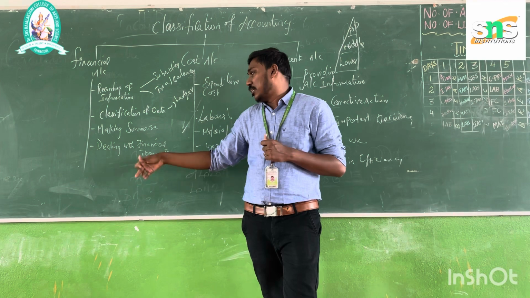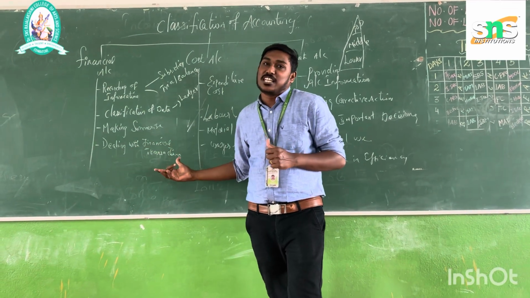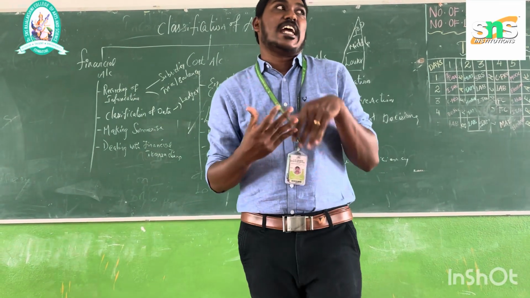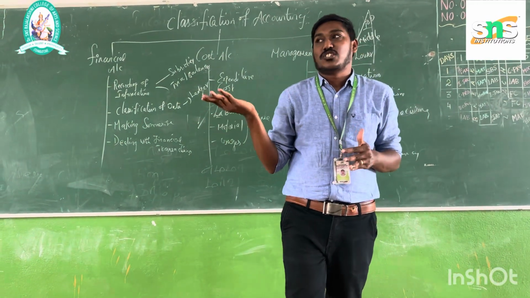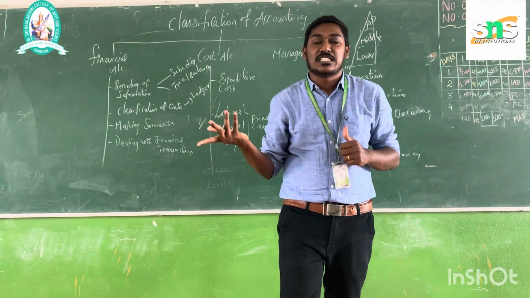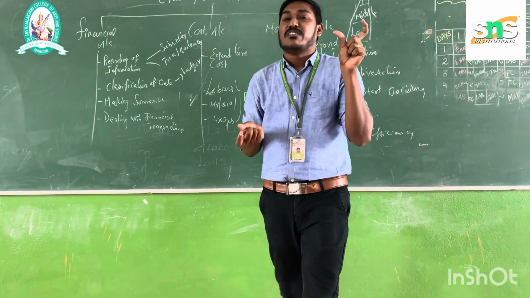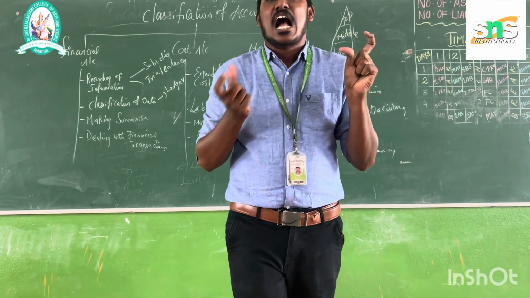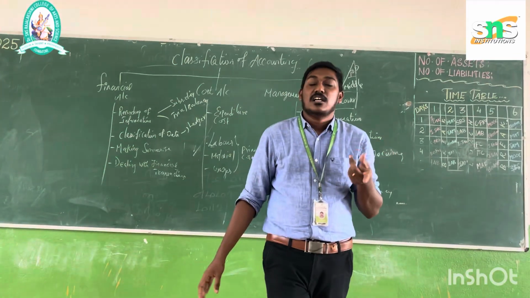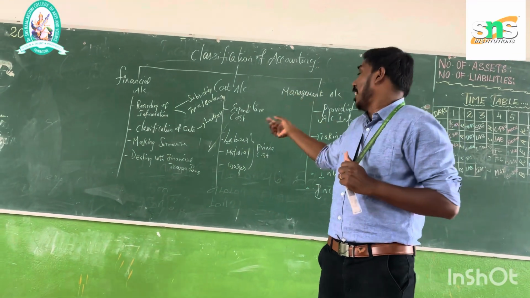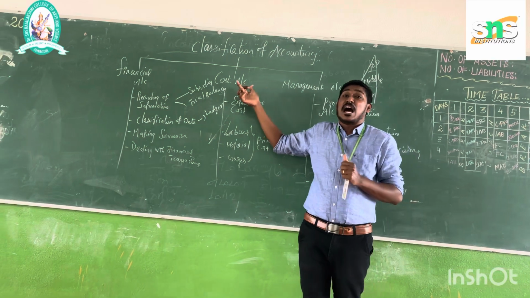And the last one is dealing with financial transactions. For example, if you are getting a loan from a bank, some other financial institution, or some other lenders, we want to record the financial data correctly and maintain the data with some aspects. The second classification of accounting is cost accounting.